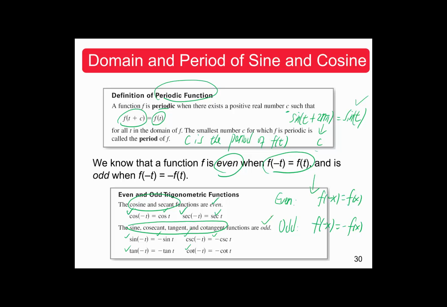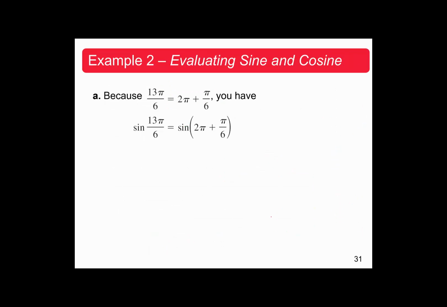Now let's take a look at this example. Because 13 pi over 6 equals 2 pi plus pi over 6, that means sine of 13 pi over 6 equals sine of pi over 6, right? This is one revolution, one cycle, so that will be half. Sine of pi over 6, sine 30 degrees, equals half.